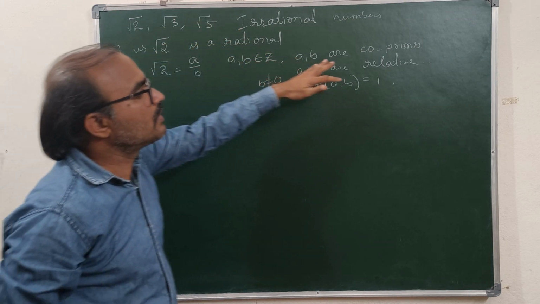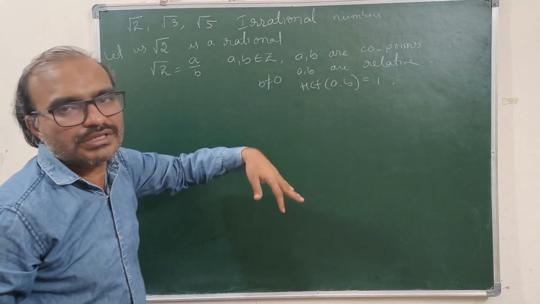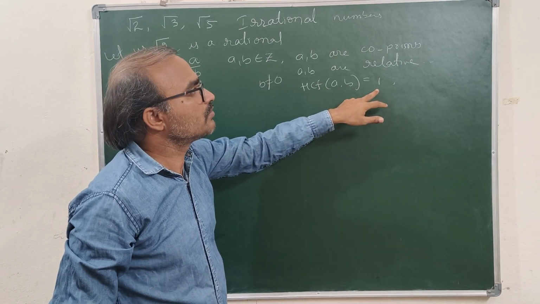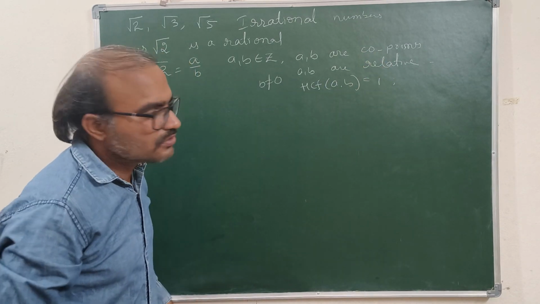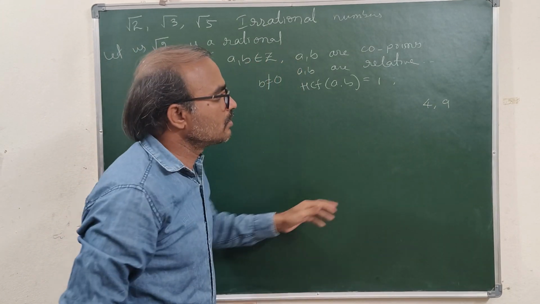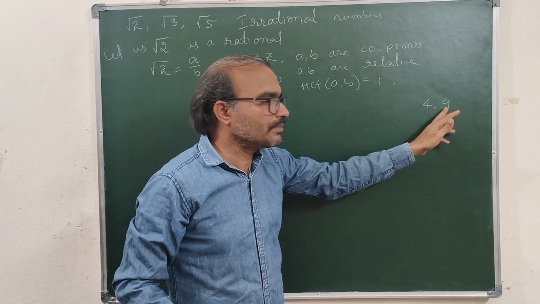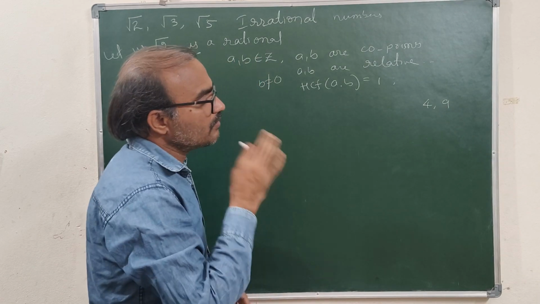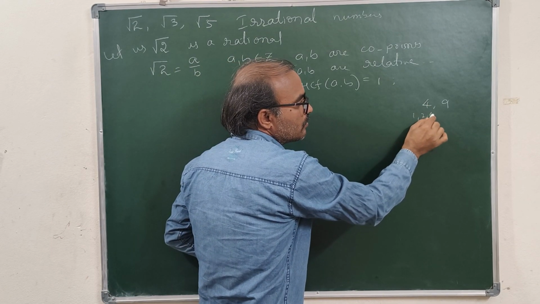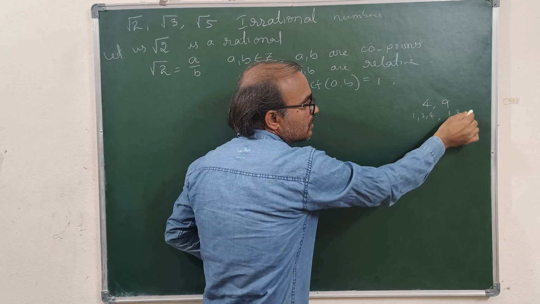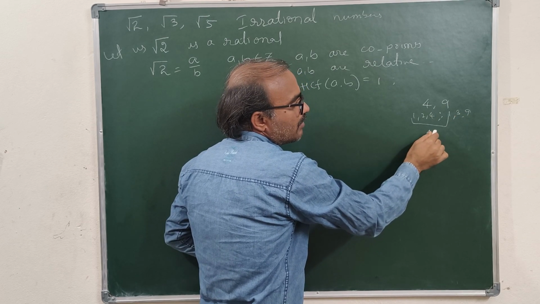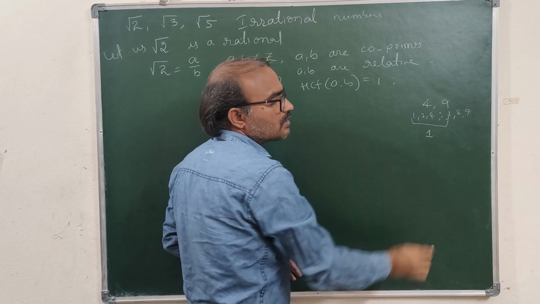So now you should know what co-primes are. These three mean the same. If the HCF of any two numbers is 1, those numbers are called co-primes or relatively prime. For example, take 4 comma 9. Is 4 a prime number? No. Is 9 a prime number? No. But their common factor is 1. The factors of 4 are 1, 2, 4. The factors of 9 are 1, 3, 9. What is common? 1 is common. So their highest common factor is also 1 only.